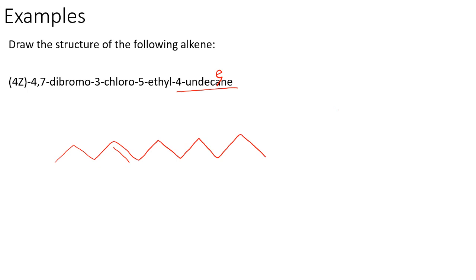So at 4, we have a bromo. 3, we have a chloro. 5, we have an ethyl. And then 7, we also have another bromo. So place all our substituents.